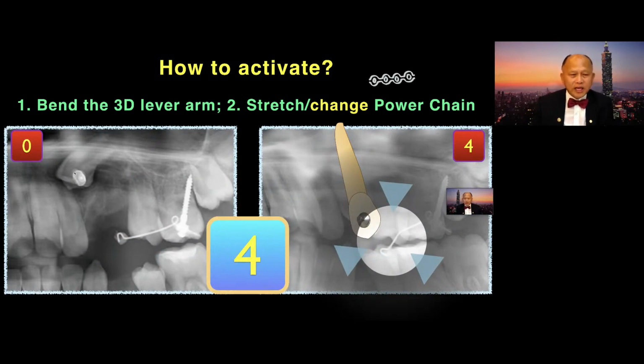Or, if the canine is already exposed, you can stretch the canine power chain, cut the extra, and hook it again. Or you change to a new power chain if they already exposed. Either way. 1, 2, 3. A 3-way. So you can change the power chain or stretch the power chain either way. It took me about 20 seconds in a visit.